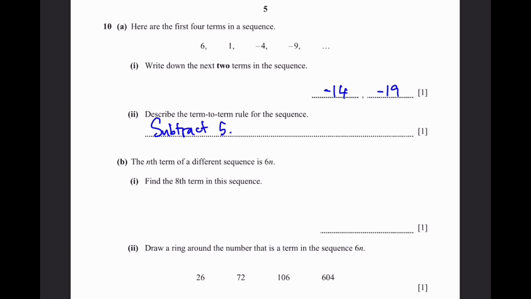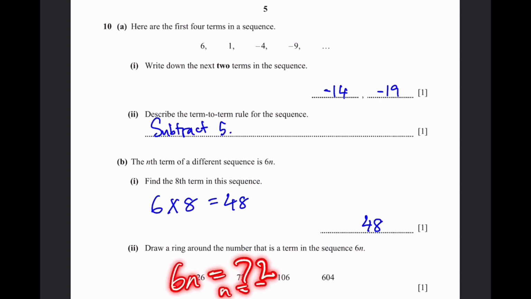B. The nth term of a different sequence is 6n. 1. Find the 8th term in the sequence. Substitute 8 as n, so 6 times 8, 48. 2. Draw a ring around a number that's a term in the sequence 6n. So what we need to do is equate 6n to all of these. When 6n is equal to 26, n is not a whole number. And the same story for 106 and 604. But for 72, when 6n is equal to 72, then n is equal to 72 divided by 6, which is equal to 12, and that is a whole number. That's why 72 is a term in the sequence 6n.